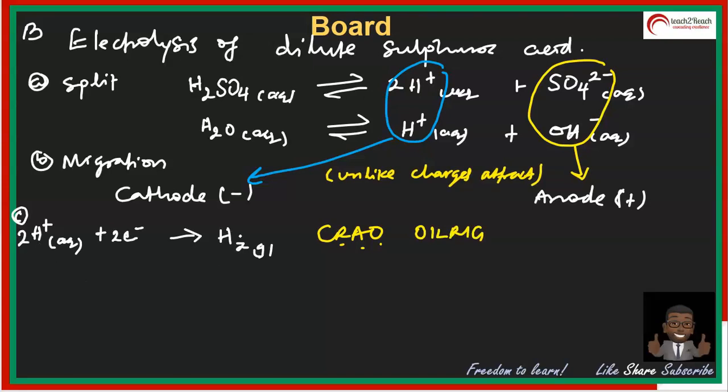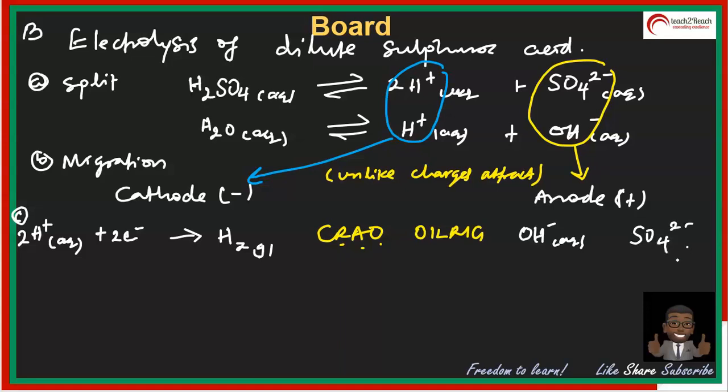This is what happens at the cathode. At the cathode here, hydrogen gas is discharged. Now let's go to the anode. At the anode, two ions will migrate there: hydroxide ion and sulfate ion, right?